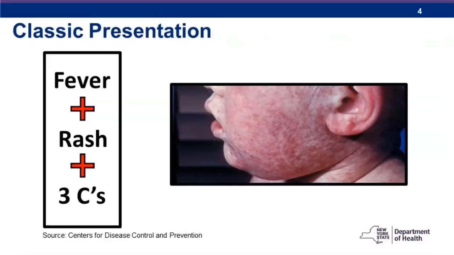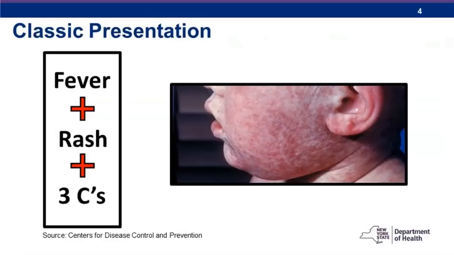So the classic presentation of measles is fever. It may start relatively low and then begin to rise over the next couple of days. Typically, it peaks over 101 degrees Fahrenheit, sometimes as high as 105. This is a photograph of a classic measles rash from the CDC, used with permission.